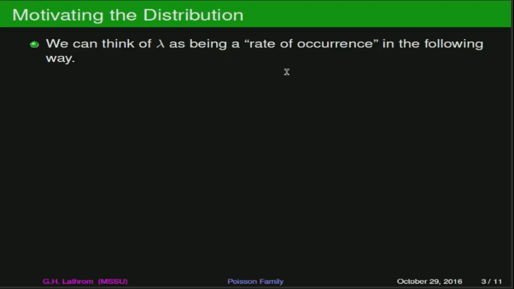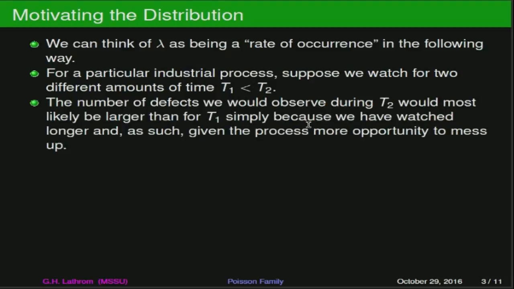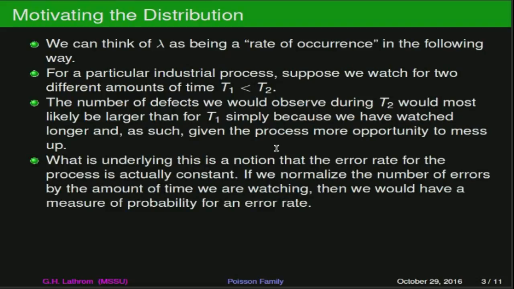Suppose that we are dealing with an industrial process, so we're making something, maybe on an assembly line, and we're going to watch this process for two different amounts of time, say capital T sub 1 and capital T sub 2. Our industrial process will have defects in it. So if we're watching over a longer period of time, say T sub 2, then of course we're going to have more errors simply because we've watched longer than we did in the T sub 1 case. The natural reason for this is that we're watching longer, so we have more opportunity to see errors.